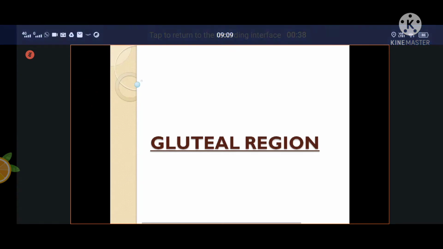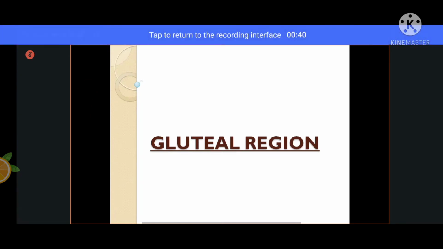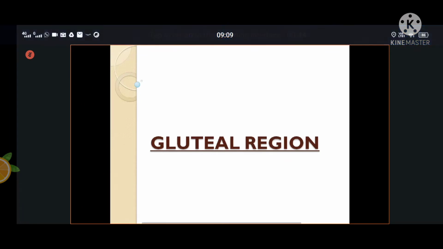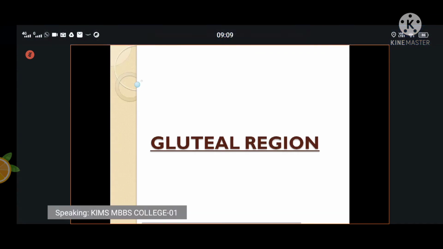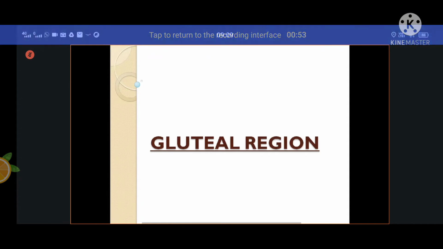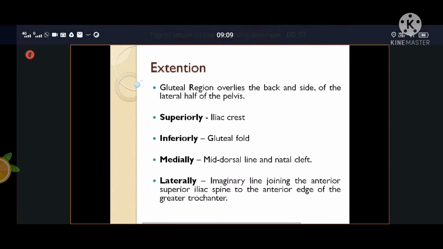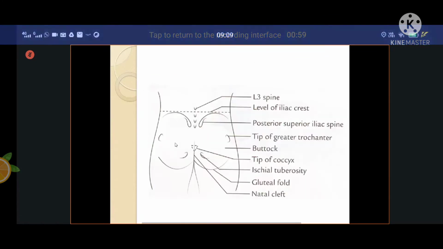And the fourth thing is the greater trochanter. Even that has come as a 2 marks question for you. So this many questions have come from this topic, right? So first we'll see what are the things you see here in the gluteal region.